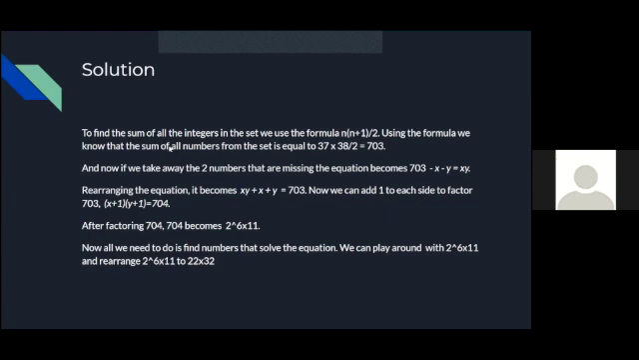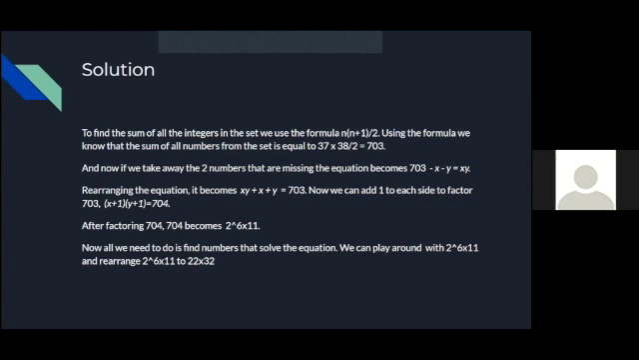After we rearrange this equation, it becomes xy plus x plus y equals 703. After doing this, we can add 1 to each side so we can factor 703 more easily. So the equation becomes x plus 1 times y plus 1, which equals 704. After factoring, 704 becomes 2 to the power of 6 times 11.